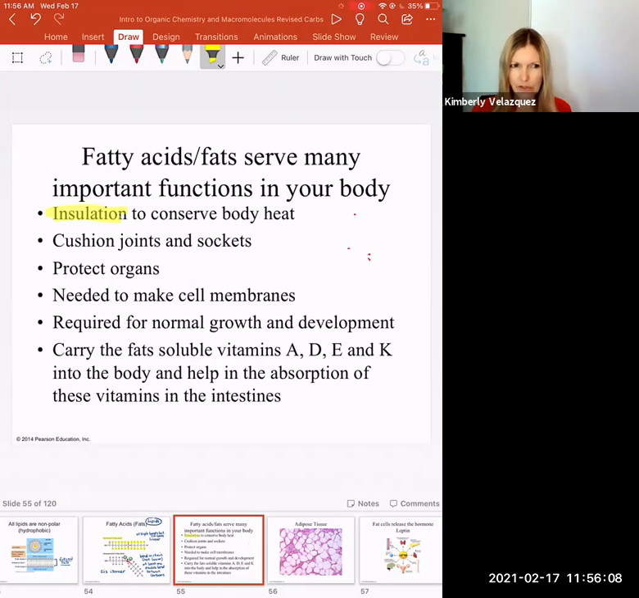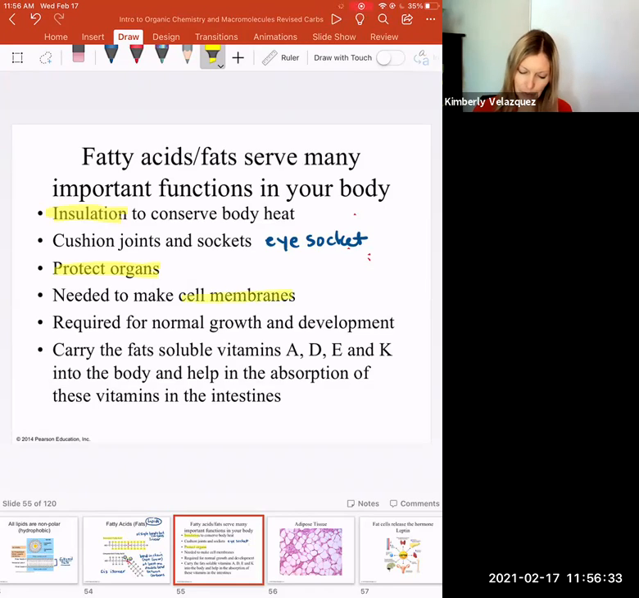Your joints and your sockets have a certain amount of fat. So your eye socket, for example, has a lot of fat behind it. Even if you were to lose a ton of weight, you would still have fat behind your eye socket because it's protective. We need fat to protect our organs, so you have a certain amount of fat cells surrounding your organs to cushion them.